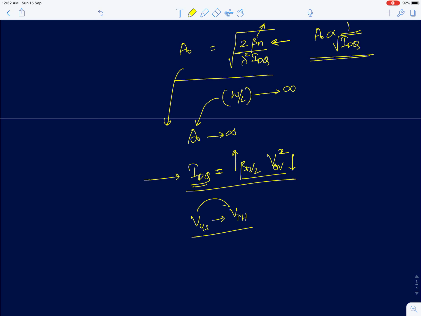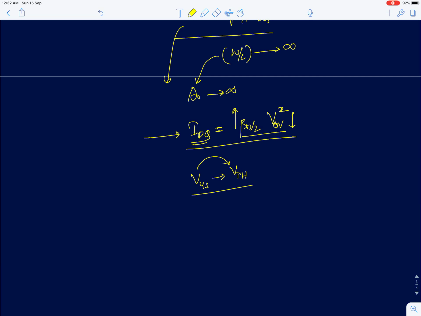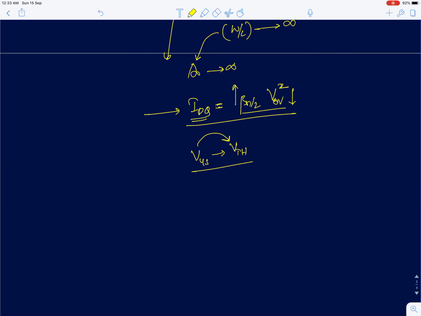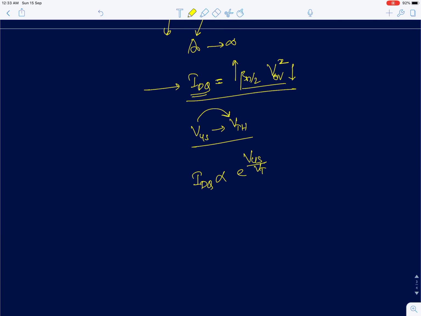As your VGS approaches the threshold voltage of the MOSFET, the device enters the subthreshold region. The device is no longer in the strong inversion region or the saturation region. When the device enters the subthreshold region, we will no longer have the square law equations. The relationship actually, strangely, becomes exponential.